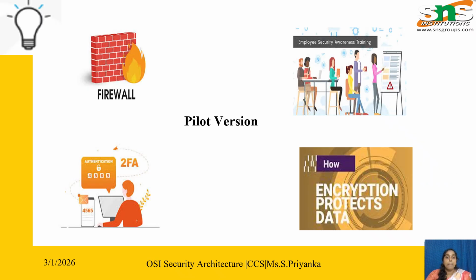Next, coming to the pilot version. Here, in the case of the pilot version, it mainly consists of the 5 Ws. Then employee security awareness training can be given. We can use the 5 Ws to protect the data, and we can give awareness and training to the employees for security. Then we can have 2FA, that is, two-factor authentication, and we can also protect the data using the encryption method. These are all the pilot version or the ideate part in which we can use it.